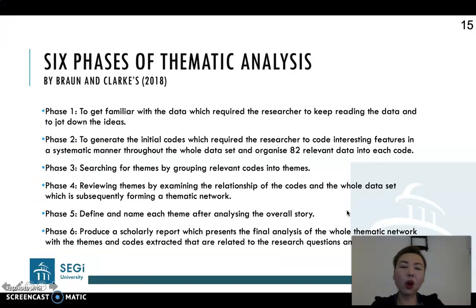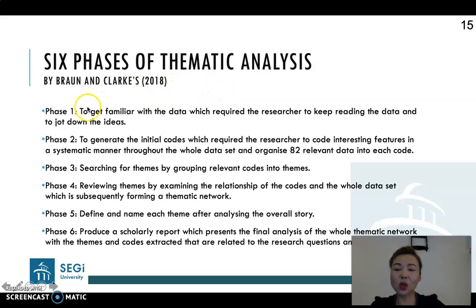We basically have gone through a few qualitative approaches, including content analysis and discourse analysis. But I find the most common and practical way to analyze a qualitative interview transcript is thematic analysis. So let's take a look at the 6 phases of thematic analysis by Braun and Clarke 2018.